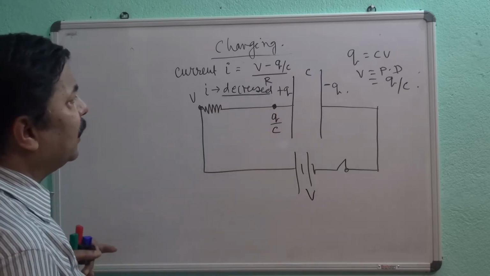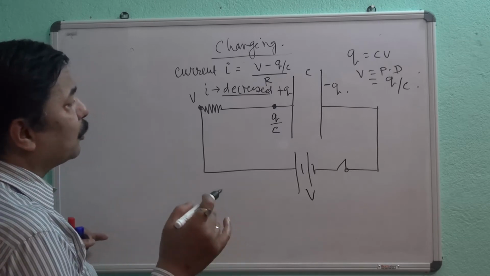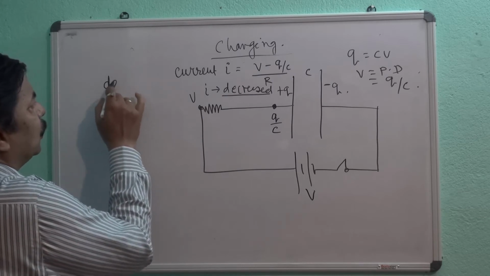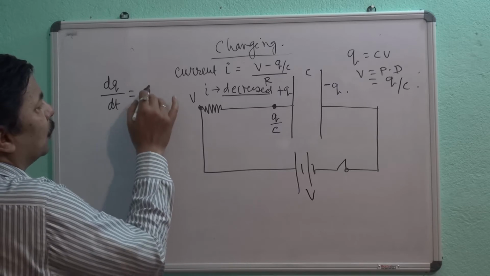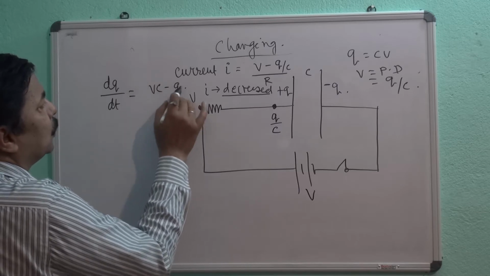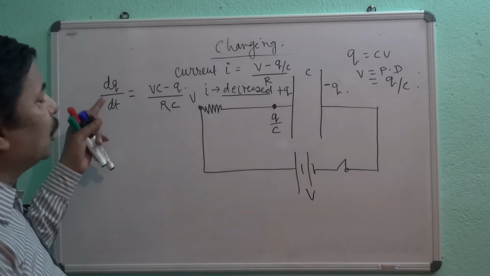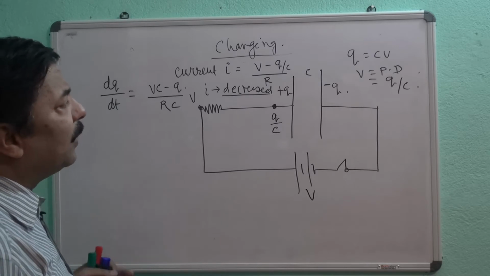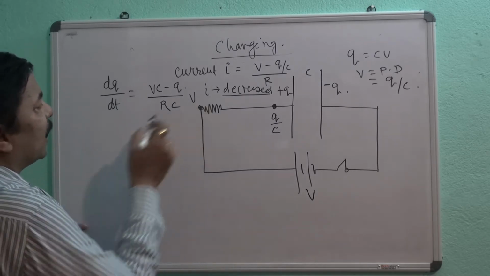So what can we write? We have to find the charging process. So we have to take that I can be written as dq by dt, that is equal to (Vc minus Q) by R. Now we will have to do the integration. How? We will do it in this way, and this current has decreased.